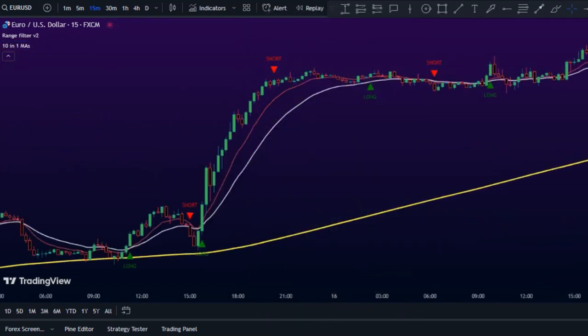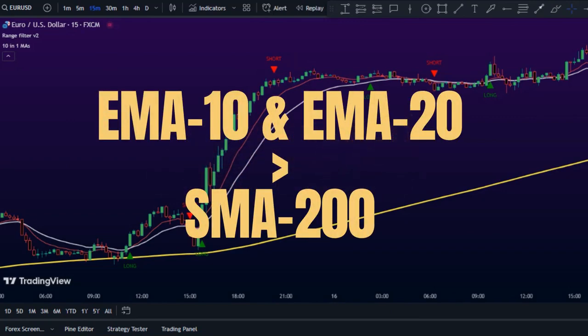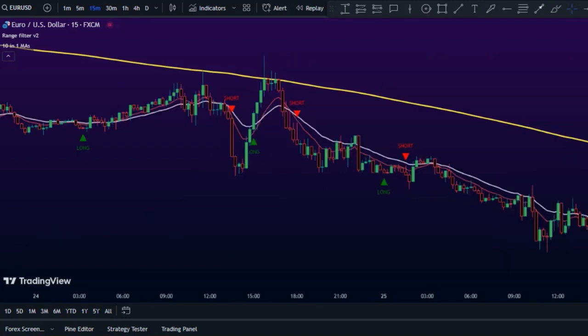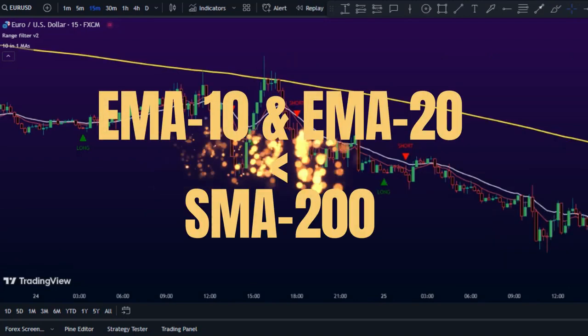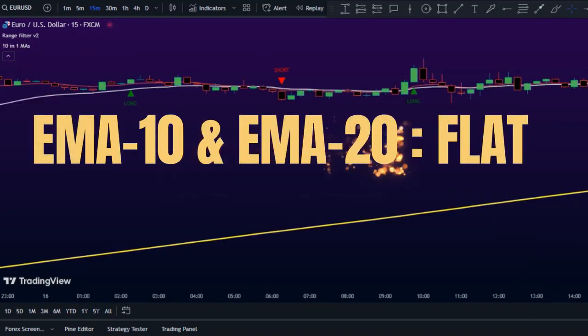Now to determine the trend, pay attention to how the 10 and 20 EMAs are placed relative to the 200 SMA. If they're above, it's bullish. Below, it's bearish. And when 10 and 20 EMAs are flat, it signals a no trade zone.